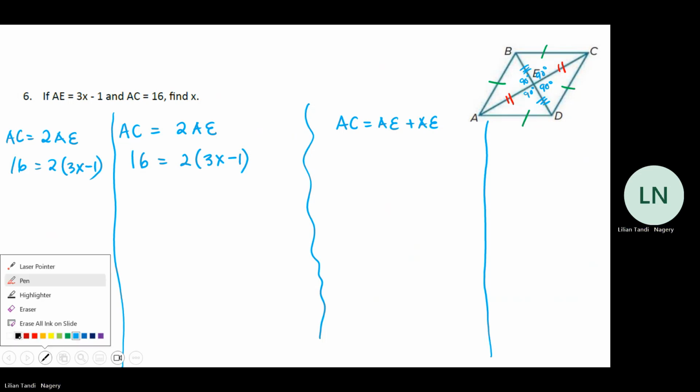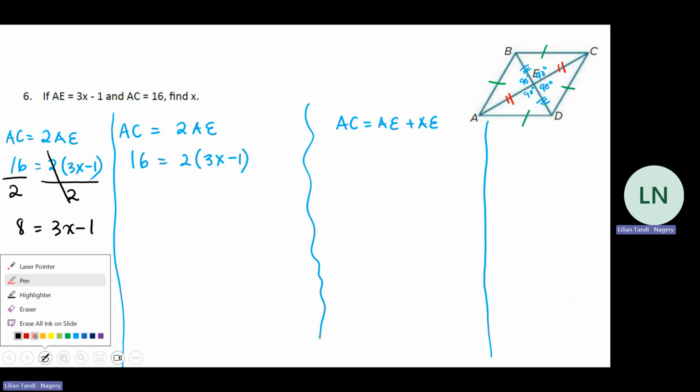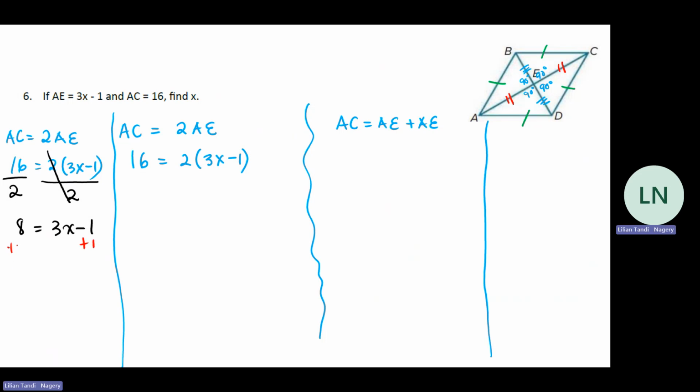Now, we can just divide by 2 first of all, okay? And this 2 goes away. We will get 8 equals 3x minus 1. Then we will add 1 on both sides. You will get 9 equals 3x. Then you will divide both sides by 3. And then you will have x equals 3. We want to find x, so this is our answer.